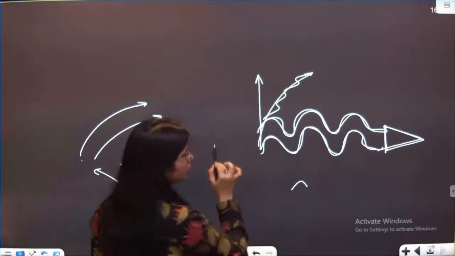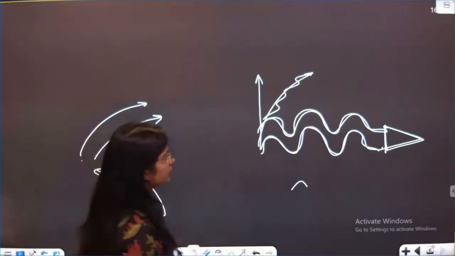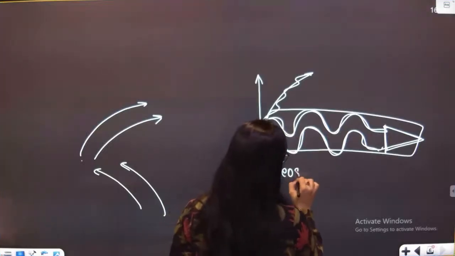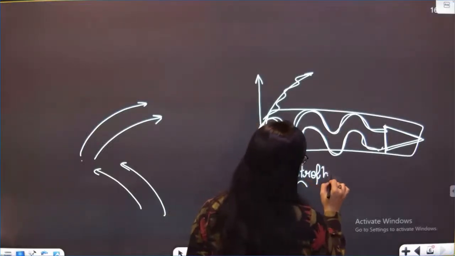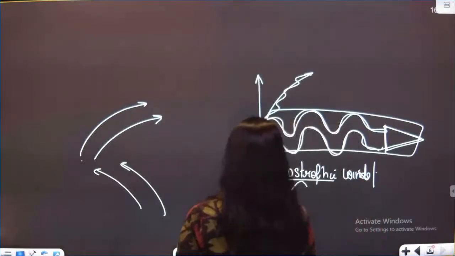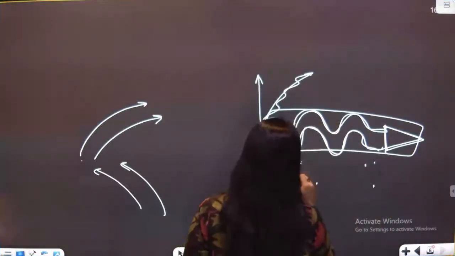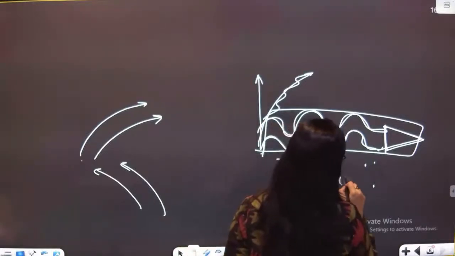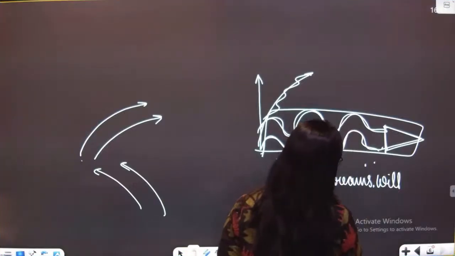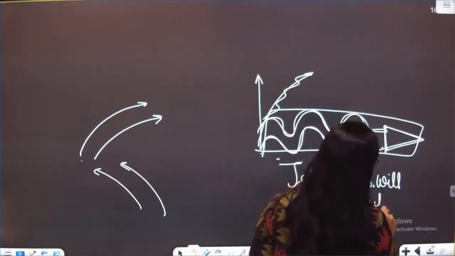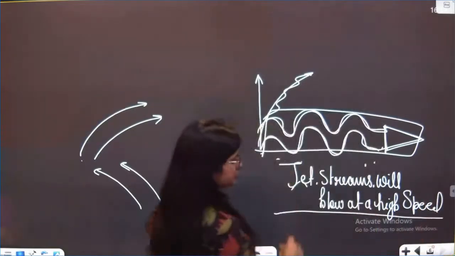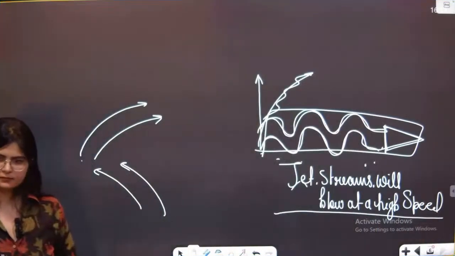It will blow in this direction. So what will happen? The geostrophic wind, or your jet streams, is a type of that only. So I'll just write jet streams. They will blow at a very high speed. Are you getting the point?